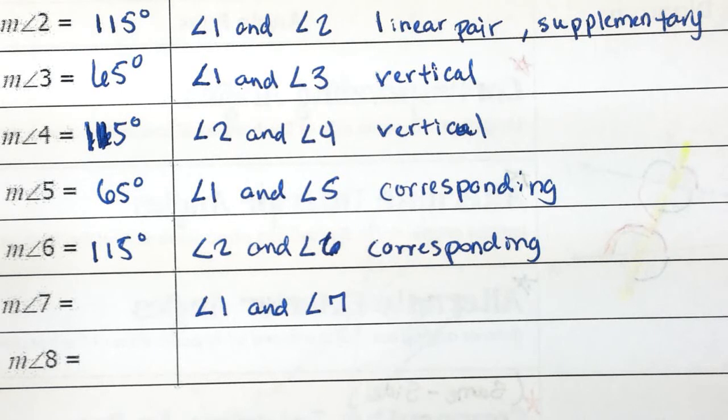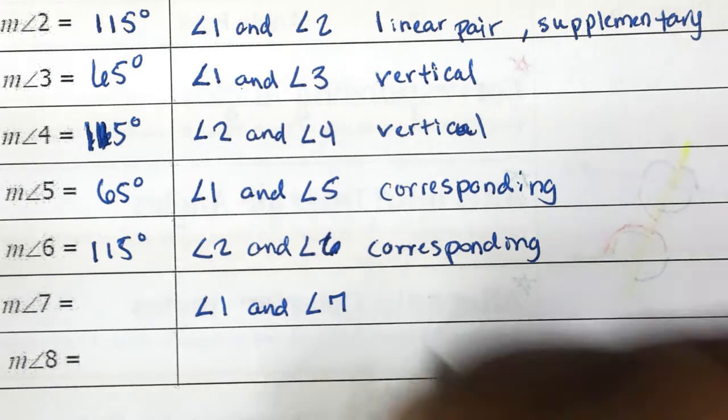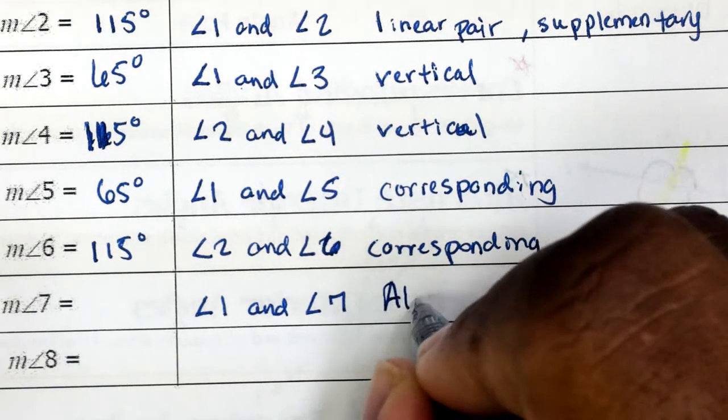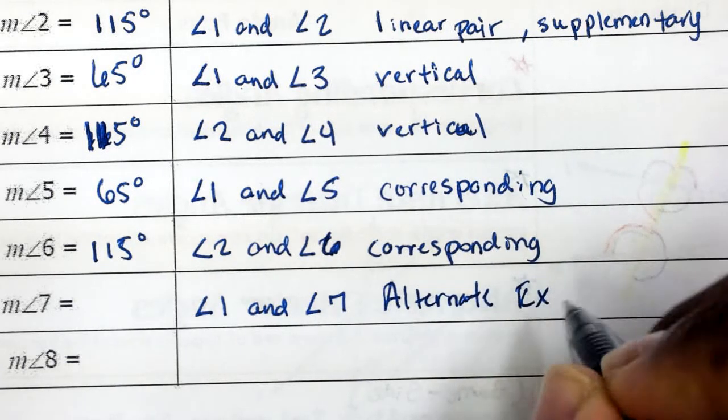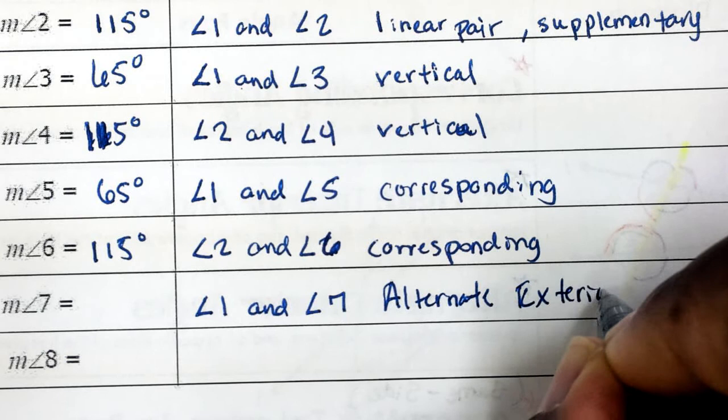I can't hear you. I didn't hear the last part. Thank you. Alternate exterior angles. Are those supplementary or congruent, Billy?